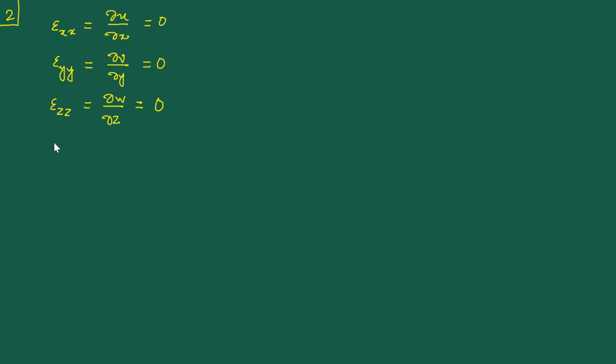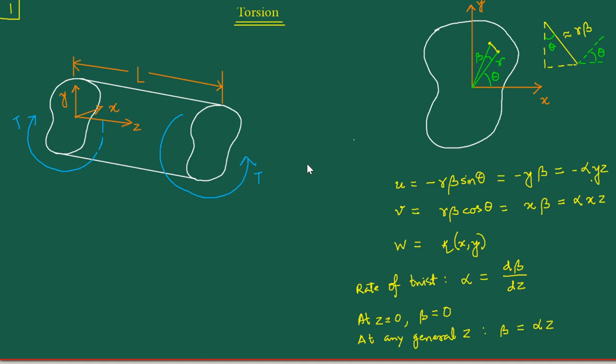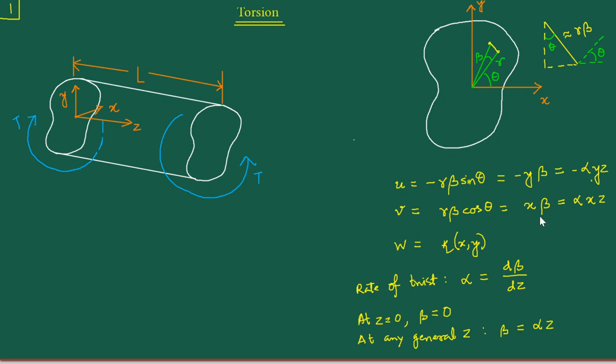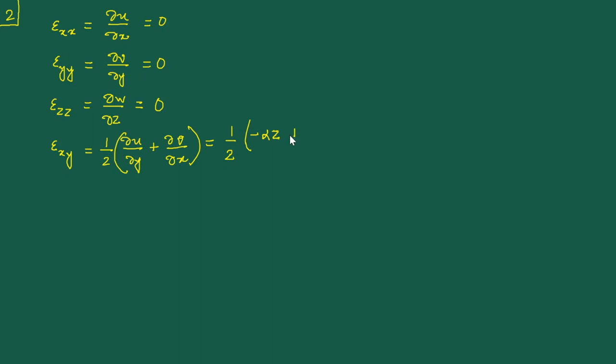Next, for epsilon xy, we have half del u del y plus del v del x. Let's see what happens to it. See, del u del y is minus alpha z. Next, v, so we need the del v del x. For that we have alpha z. Minus alpha z plus alpha z, so this also is zero.